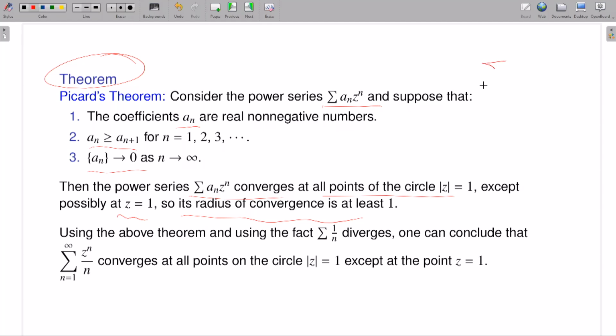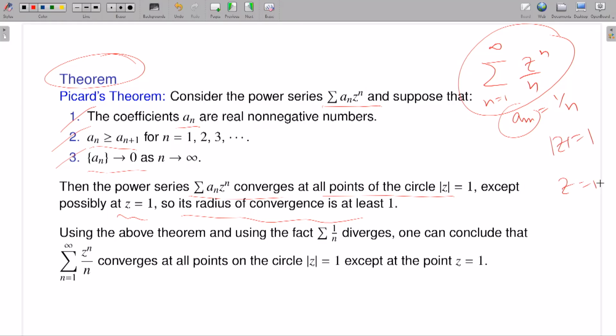Now if I just consider this example, z to the n divided by n from 1 up to infinity, what is your a_n? a_n is 1 by n. Now you see this sequence a_n satisfies all the properties. These are non-negative real numbers, these are decreasing, and this converges to 0. So therefore this power series converges at all points mod z equal to 1 except z equal to 1, because if z is equal to 1, this series becomes the sum of 1 by n, and this diverges. So again, by Picard's theorem you can have this.